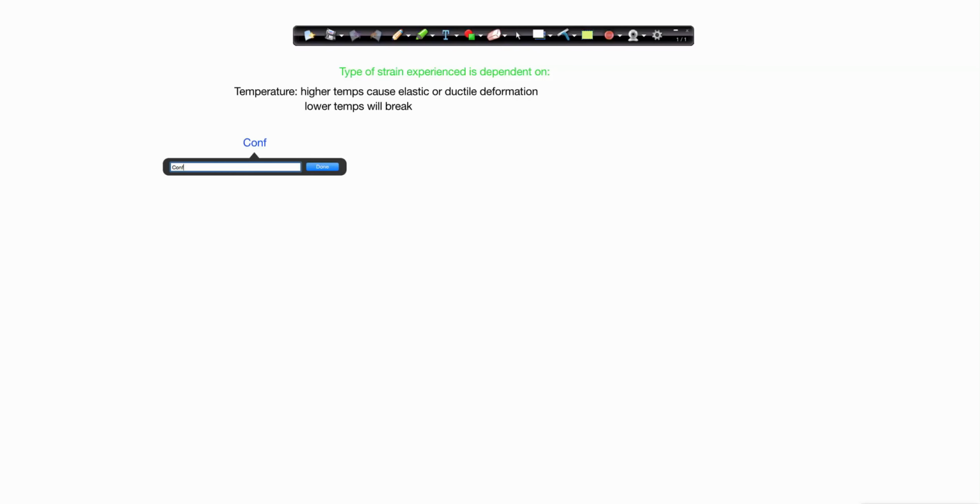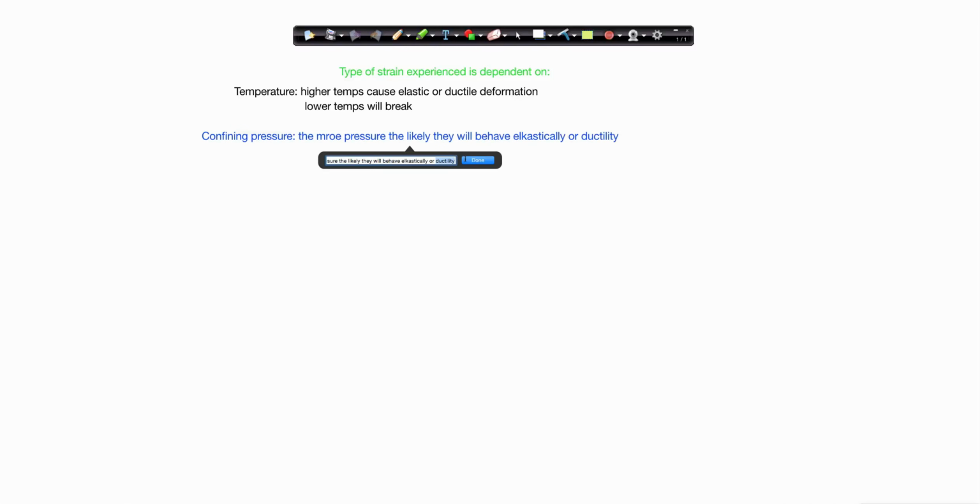Next, confining pressure. The more pressure, the more likely they will behave elastically or ductilely. That's because, once again, the pressure keeps the rock together. It's not going to allow it to fracture and break. So less pressure, more likely to fracture, same thing. It's closer to the surface. It can actually move and fracture.